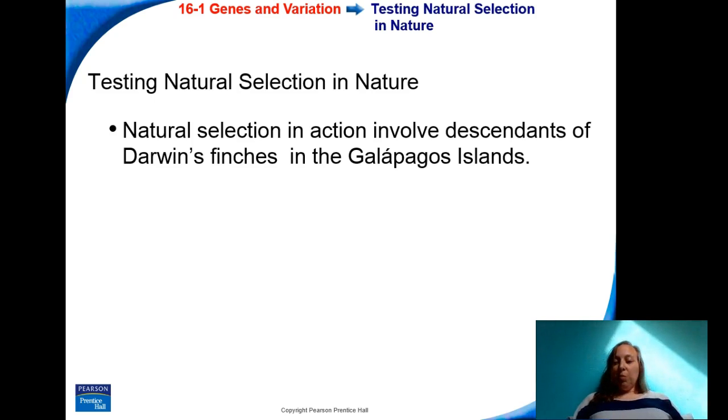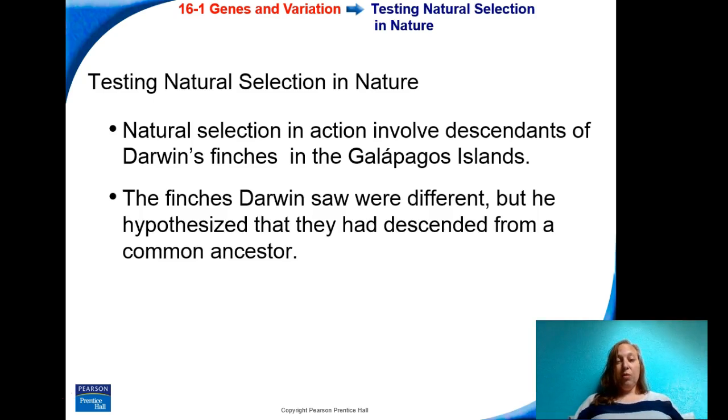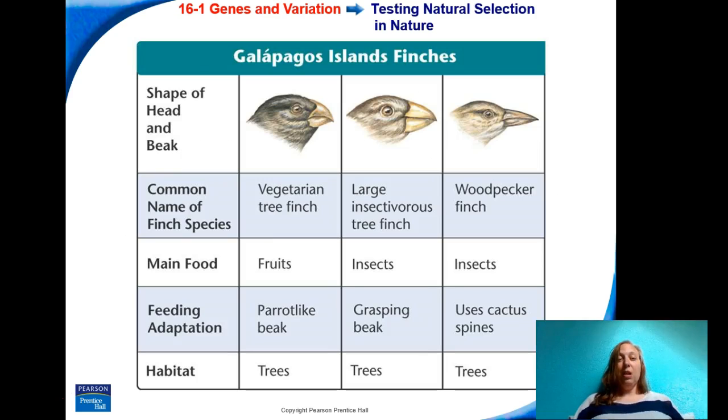Galapagos Islands we've talked about before. One of the great ways to see natural selection in action is the Galapagos Islands, especially when talking about finches. This is also a great place to be able to see speciation occur live and in action. So the finches that Darwin saw, we talked about once before, that they came from one common ancestor. And I really want you to focus on the beaks again.